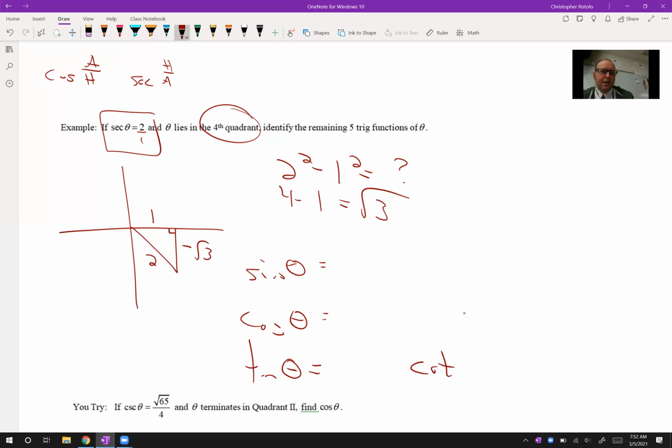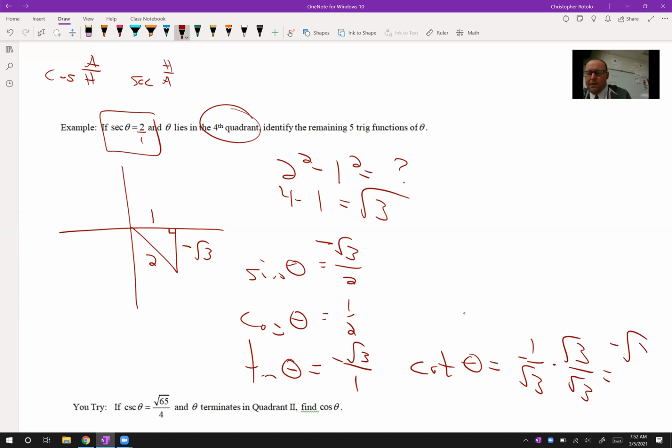All right, so if secant was 2 over 1, cosine is 1 over 2, that means the sine is going to be the square root of 3 over 2. All right, but keep in mind that this is going to be negative. And that means tangent is going to be negative square root of 3 over 1, or you can just leave it as negative square root of 3. That means cotangent, as we flip that over, negative 1 over the square root of 3, we're going to have to fix that one by rationalizing the denominator. So eventually we'll get there.